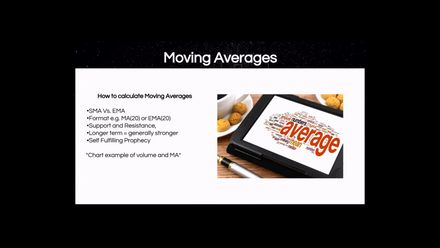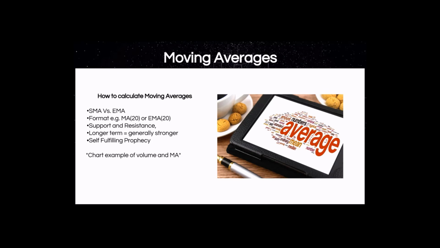On to moving averages now, and moving averages are another essential piece of the puzzle because they tell us what the average price was over a certain period of time, and they also act as support and resistance, as we will show here in just a minute. So there's two different kinds of moving averages. There's simple moving averages, and then there's exponential moving averages.